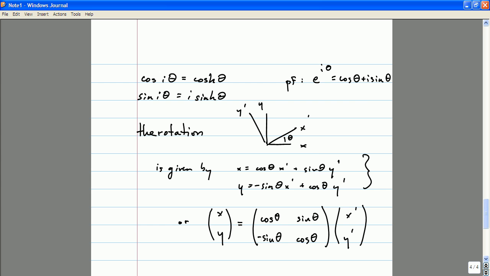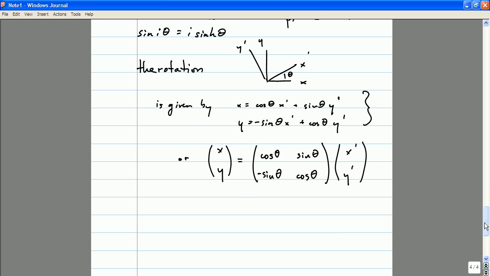Now, can we write Lorentz transformations in the same way? By the way, how many of you have seen this form of a rotation written as a matrix? Okay, good. Most of you. If you haven't, make friends with it.